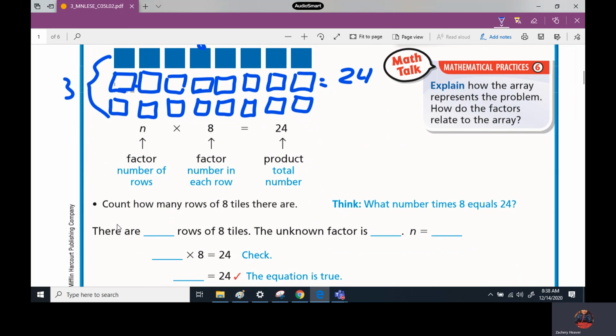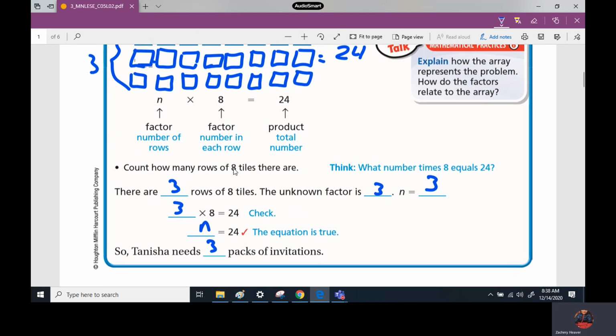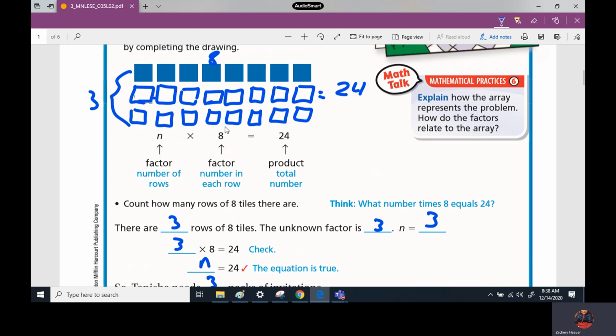So it says count how many rows of 8 there are. There are 3 rows of 8. The unknown factor is 3, so n equals 3, and 3 times 8 equals 24. So she needs 3 packs of invitations. Okay, let me zoom that out a minute so you guys can see it all. So we had to look and see what n would be, and we know after we did our array, n is 3.